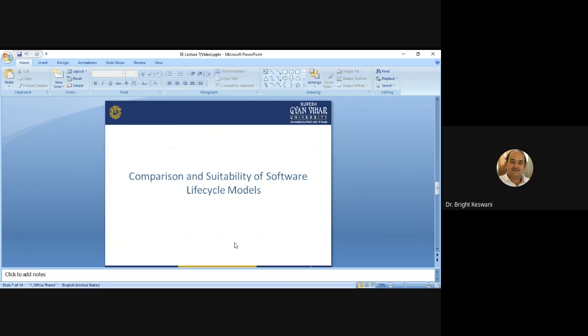The difference would be in the insertion of the non-standard processes of determining objectives, alternatives, and constraints, evaluating alternatives and constraints, identifying and resolving risk, and planning each cycle. So these are the four stages, you can say four phases, of the spiral life cycle model.